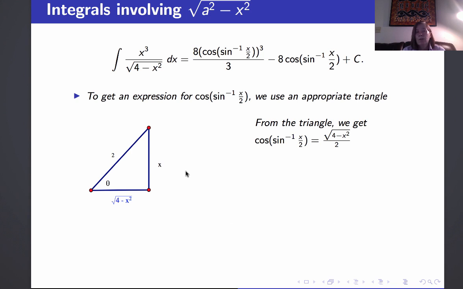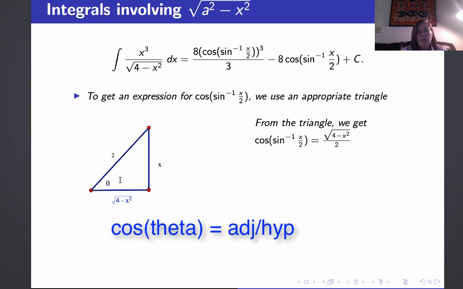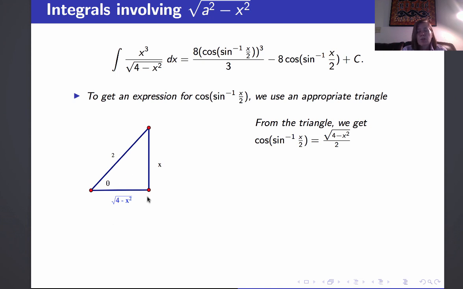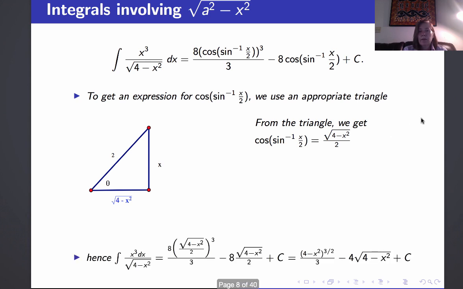And now we can figure out what cosine of theta is. So cosine of theta, which is cosine of sine inverse x over 2, is the adjacent over the hypotenuse here, which is the square root of 4 minus x squared over 2. Therefore, we have our integral is equal to 8 times the square root of 4 minus x squared over 2, cubed, over 3, minus 8 times the square root of 4 minus x squared over 2, plus a constant. And then when we tidy it up, it looks like this expression on the right-hand side.